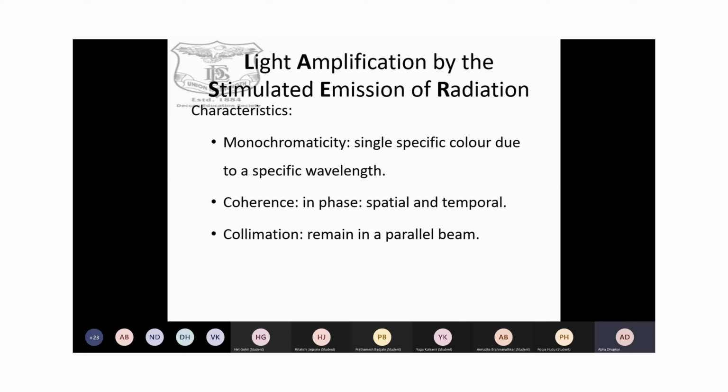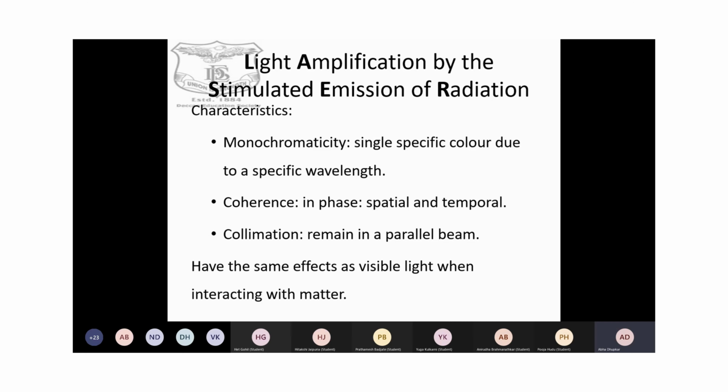I want you to pay special attention to the word collimation, C-O-L-L-I-M-A-T-I-O-N. Please spell the word properly. I will cut marks if I see the wrong spelling in your answers. You will automatically lose half a mark over there. Fine. Understood the three characteristics? Yes, ma'am.